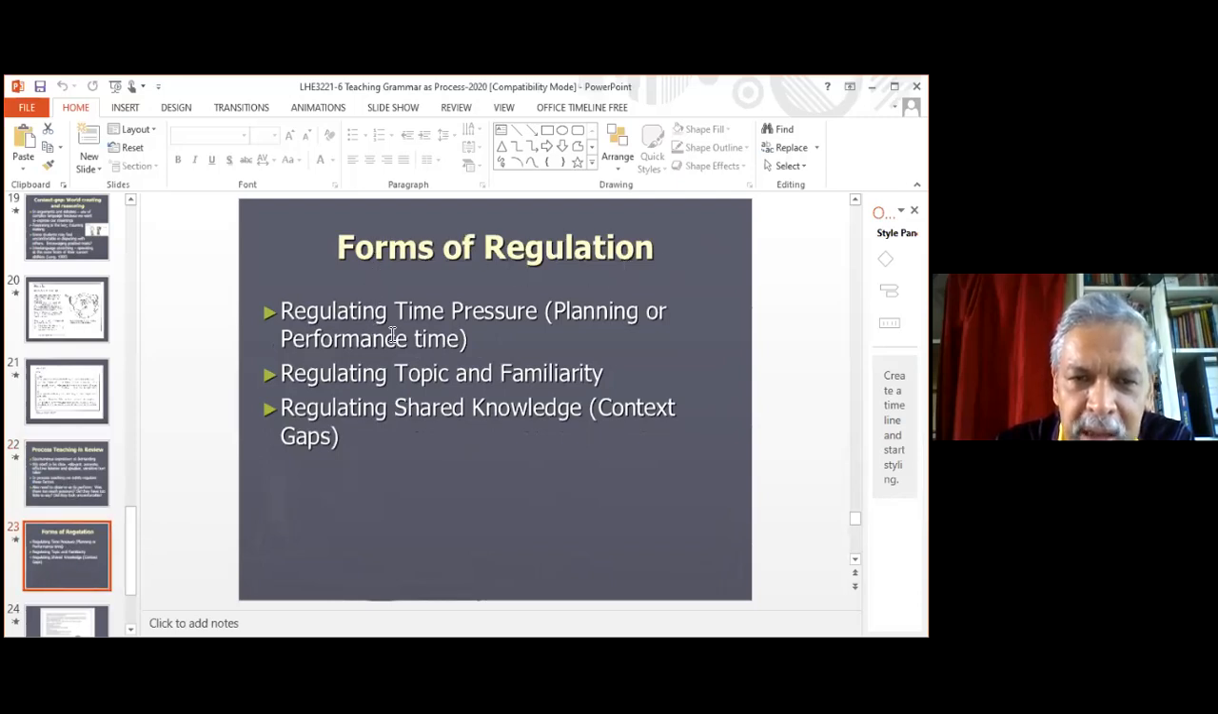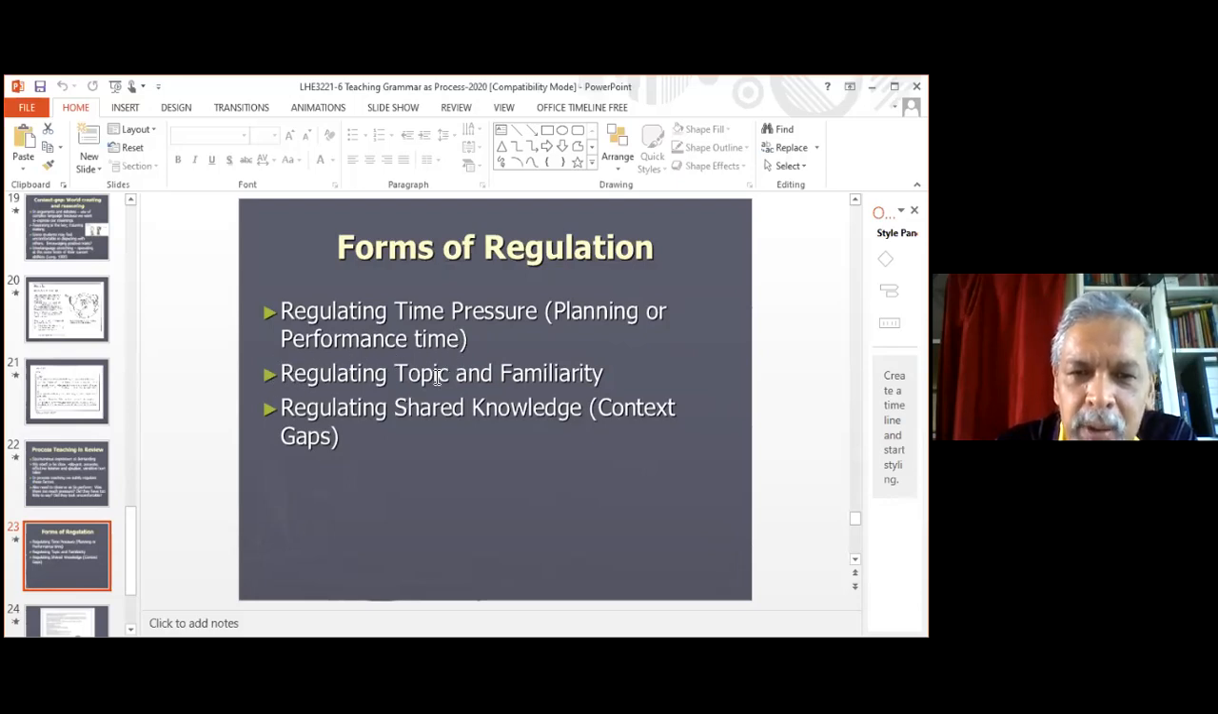Forms of regulation: regulating time pressure, planning or performance time. If you remember, in some situations we can allow them to plan what they want to say or write, how they want to respond. And performance time, meaning how much time they have to respond, to perform. And also Di Pietro's strategic interaction. You can take a look at the earlier slides. That is also something that can be used as a technique.